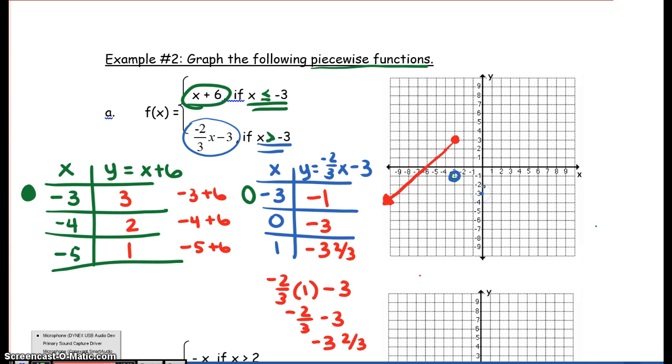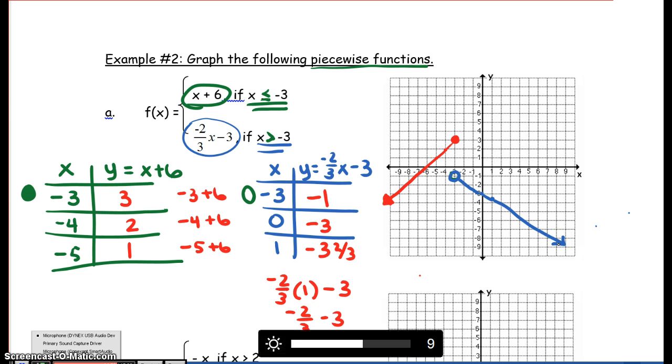Here's one of the points. I like to put them small. And then 1 and negative 3.6, of course. So we're right there. So if I start with the open circle, go to the next point, then go to the next point, then keep going, then I will get my piecewise function. And that's what that looks like.